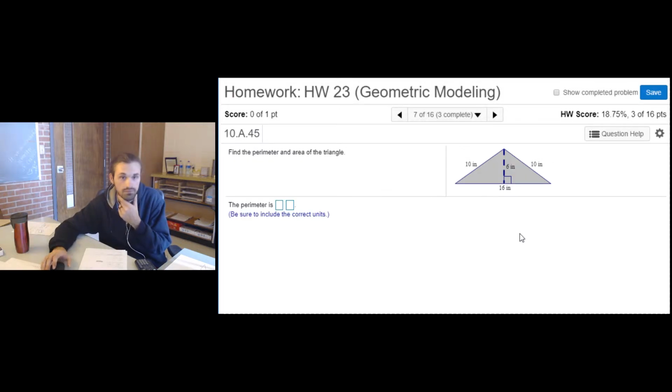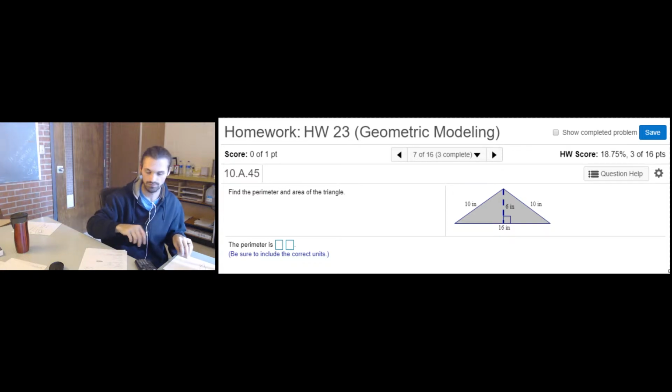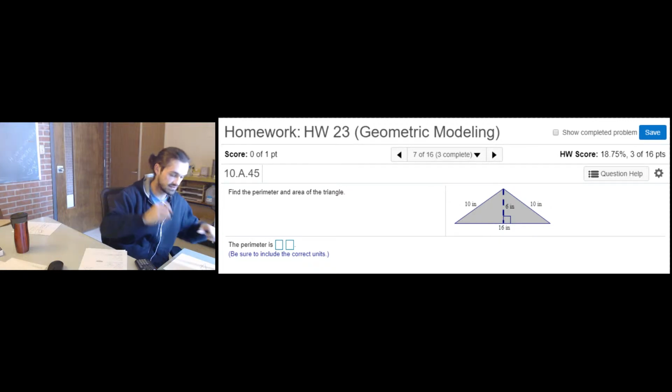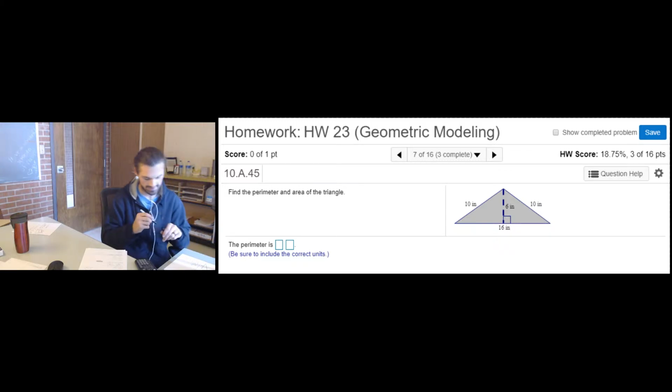All right. Ooh, a perimeter. Okay. Find the perimeter and area of the triangle. So let's sketch out our triangle. 10, 10, 6, and 16.